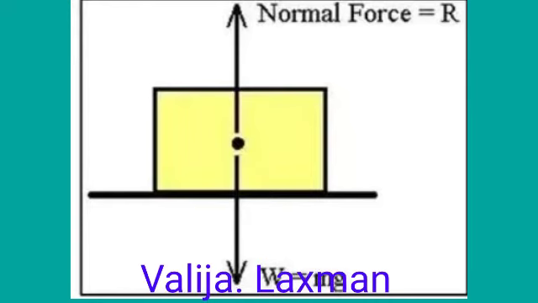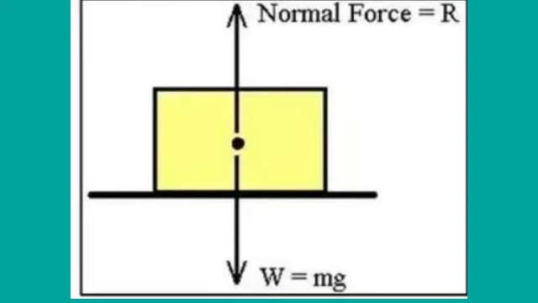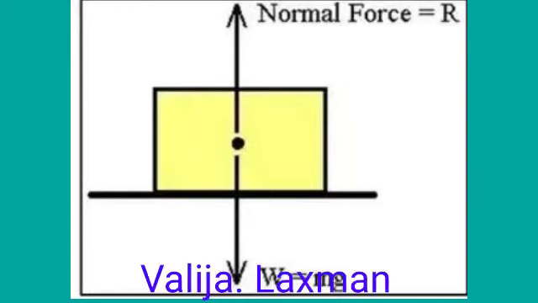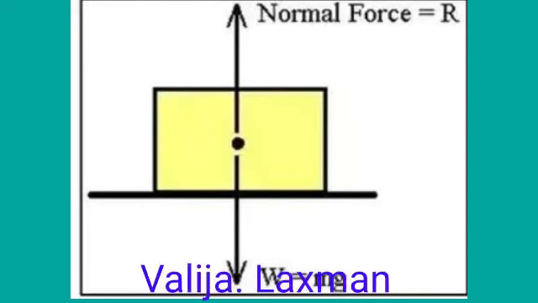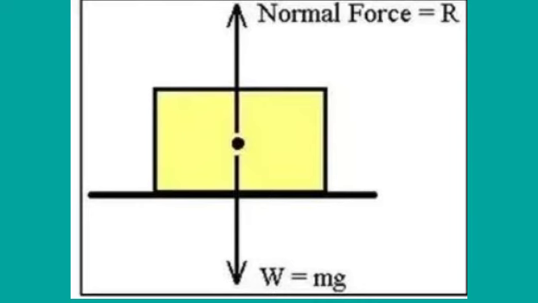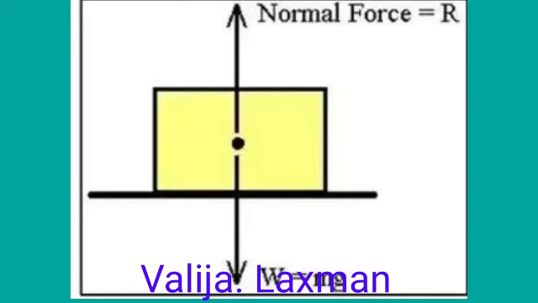And remember, this normal reaction is always perpendicular to the area of contact. If the weight of the body is more, then the normal force or normal reaction will be more, then the frictional force will be more. That's why in the laws of friction we have written one point, that the frictional force is directly proportional to normal reaction. That means if normal reaction is more, frictional force will be more. If normal reaction is less, then frictional force will be less.